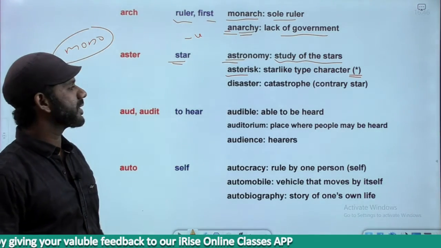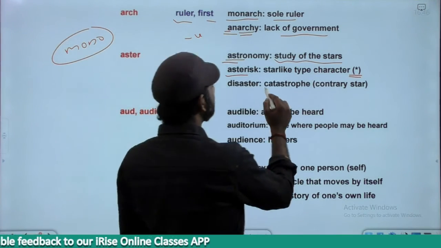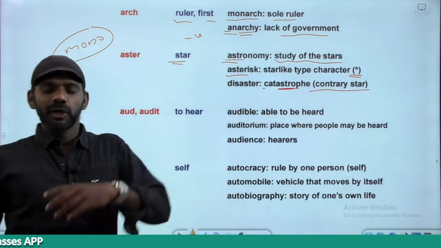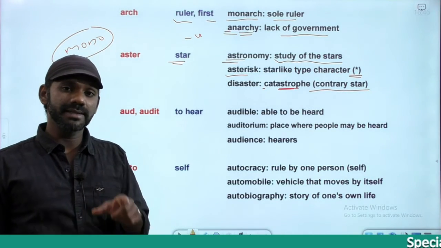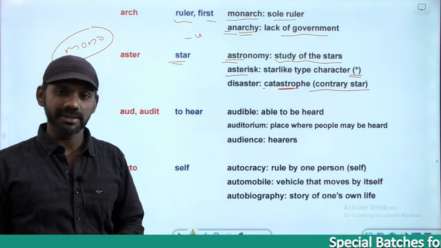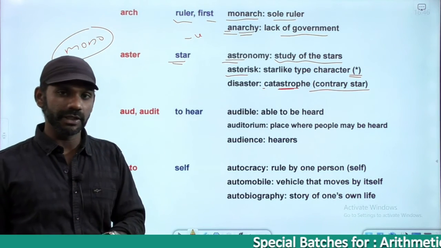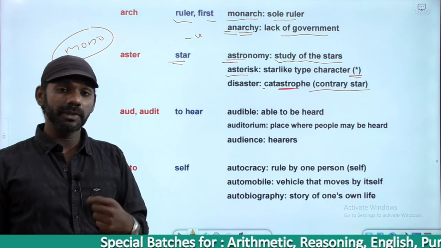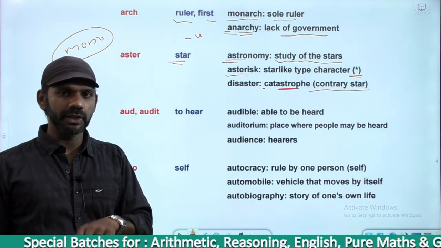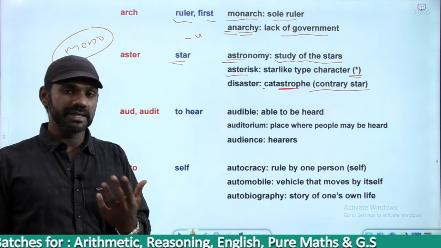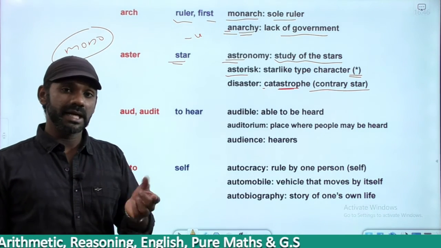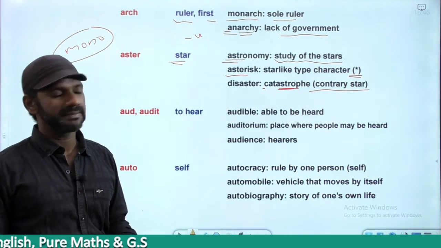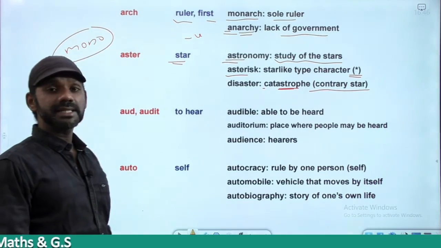Disaster is catastrophe, contrary star. Now people believe in astrology, right? Now your time is not good because the stars are not favoring you. That's what astrologers say. If stars are not favoring you, it's a catastrophe. If the stars favor you, your time is good. So disaster is like a contrary star. So ASTER means star.